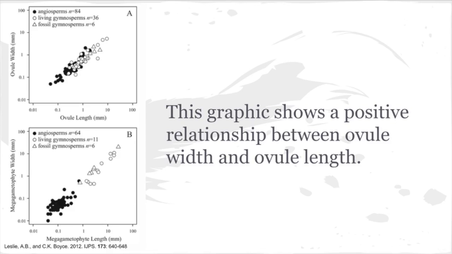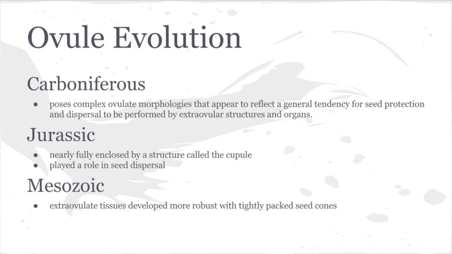Here's another graphic showing a positive relationship between ovule width and ovule length, and it shows that pretty much over time the ovules have gotten slightly bigger, with the black dots being angiosperms, the open dots being living gymnosperms, and the triangles being fossils. Here's the ovule evolution.